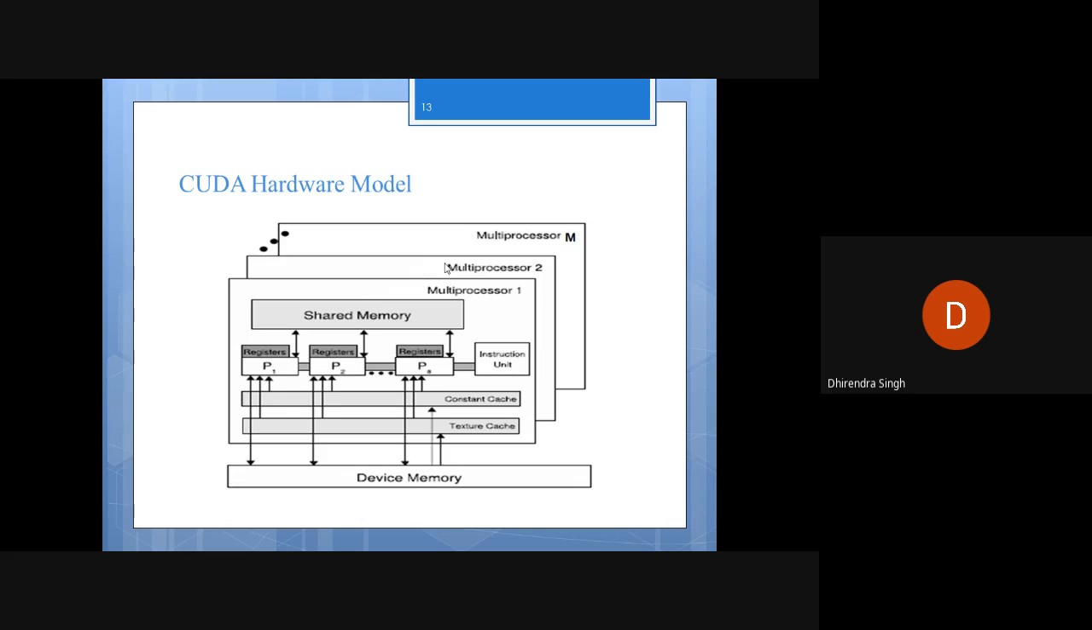Like we see in this image, our graphics card has multiple multiprocessors: multiprocessor 1, multiprocessor 2, up to multiprocessor M. So a graphics card has multiple streaming multiprocessors. It is called the streaming multiprocessor, and sometimes we call it SMs, S and M, just SMs. Okay, so a graphics card can have multiple streaming multiprocessors inside it.